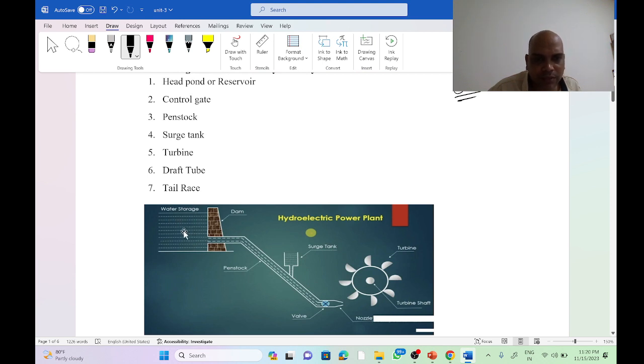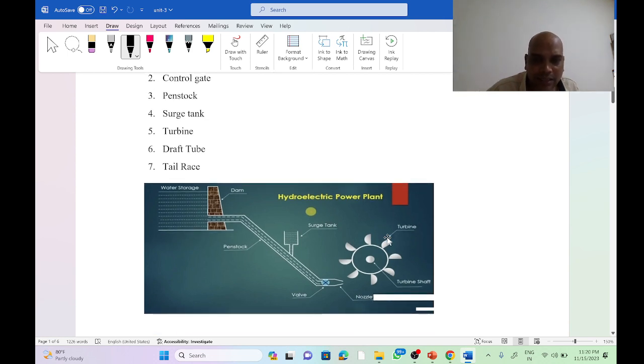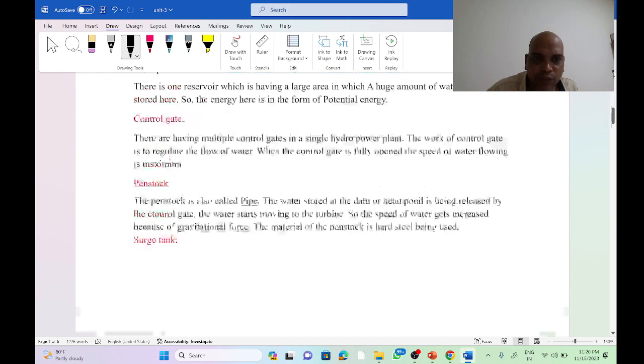See, this is the dam. Water stored in the dam passes through the penstock and falls on the turbine. If the water falls on the turbine, the turbine will rotate. If the turbine is rotating, what happens? The rotor shaft of the synchronous generator is coupled to the turbine, so the rotor shaft of the synchronous generator also rotates, so that we will get electrical energy. Okay, so this is about the hydropower plant.